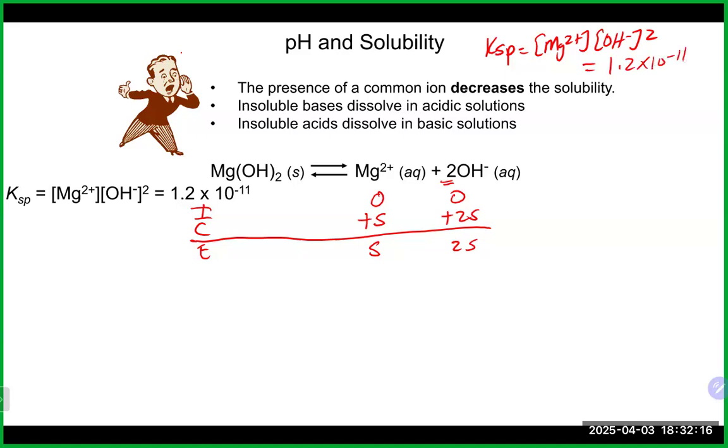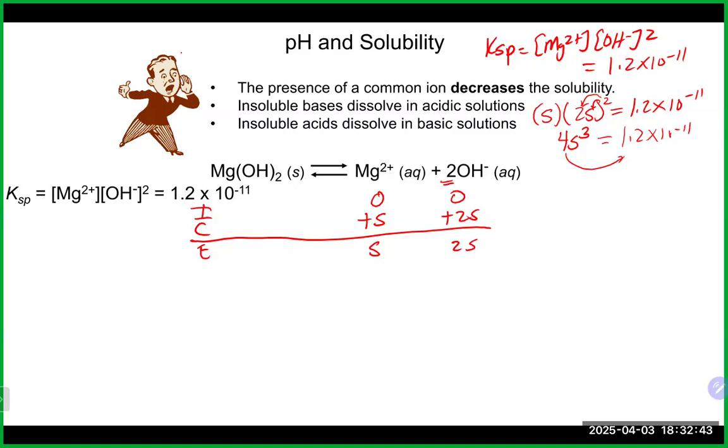If we put our values in there, that's going to give us s times 2s that's squared equals 1.2 times 10 to the minus 11. Here, that's going to give us a 4s cubed. Remember, you do need to square the number, not just the letter, which is, again, a super common error people make. We're going to divide by 4 there to the other side.